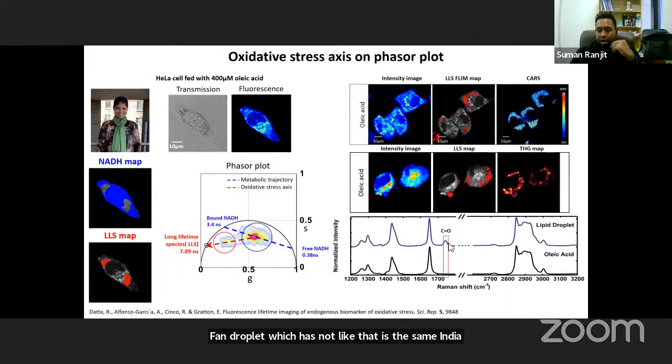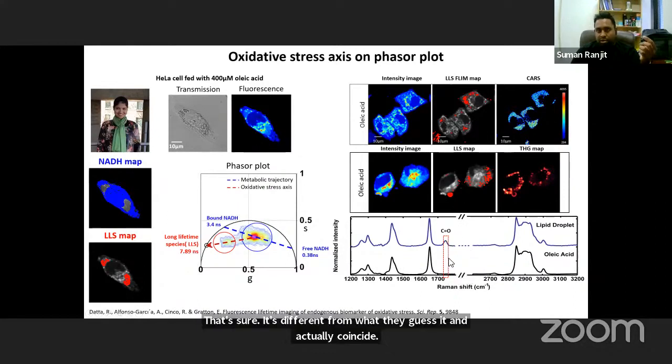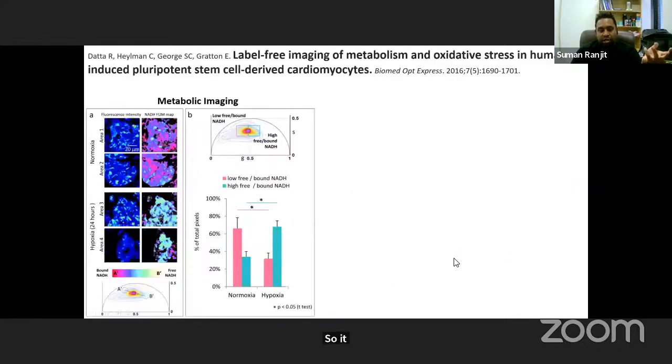She also did Raman spectra to show that what is present in this long lifetime species actually is different from oleic acid and actually coincides with the droplets, right? Okay, so now it's great because it can be used.